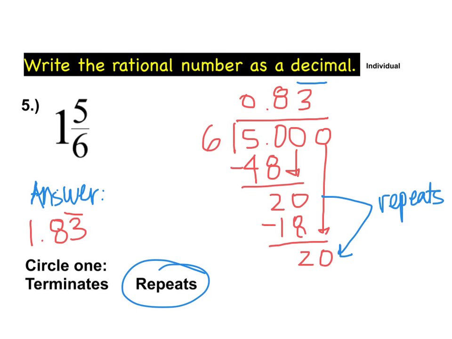I bring down a 0 and I notice that I've seen 20 before. This tells me that I have a repeating pattern here, and specifically it's the 3 that will repeat because 6 goes into 20 3 times. So for my final answer, I have 1.83 with the 3 repeating. So if I did this in my calculator, I would see 1.83333333333333. Remember that you can always use a calculator to check and verify your answer to make sure that you got it correct.